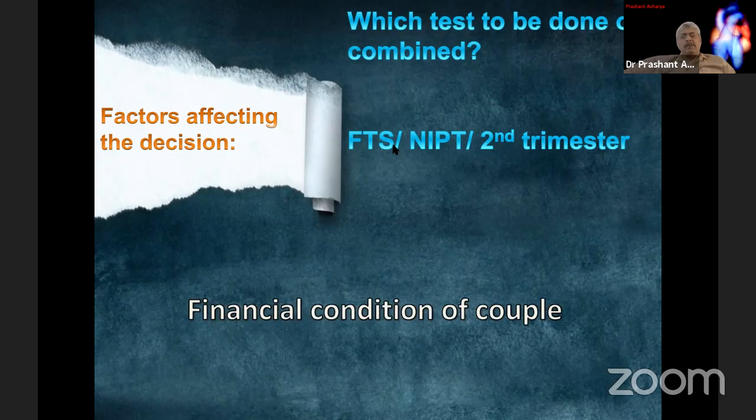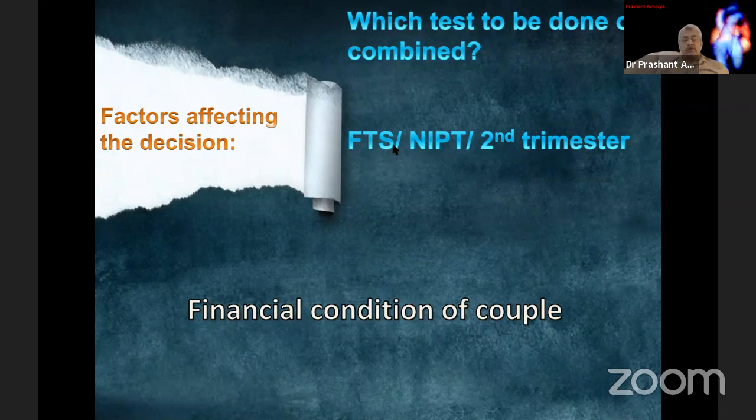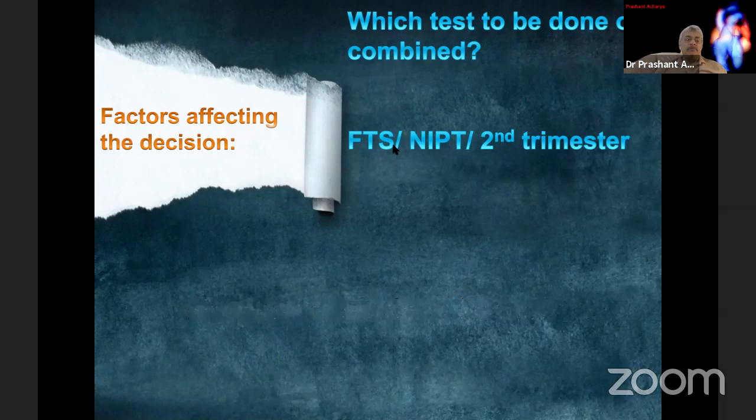Next, the financial condition of the couple. You know that the patient needs NIPT or cell-free DNA, but if the patient doesn't have any money to spend, or for the biochemical markers, then what are you going to do? The financial condition of the couple also plays an important role in India, because nothing is free in India, and government hospitals these days do not provide it. So we have to rely on that; it is one of the important factors.